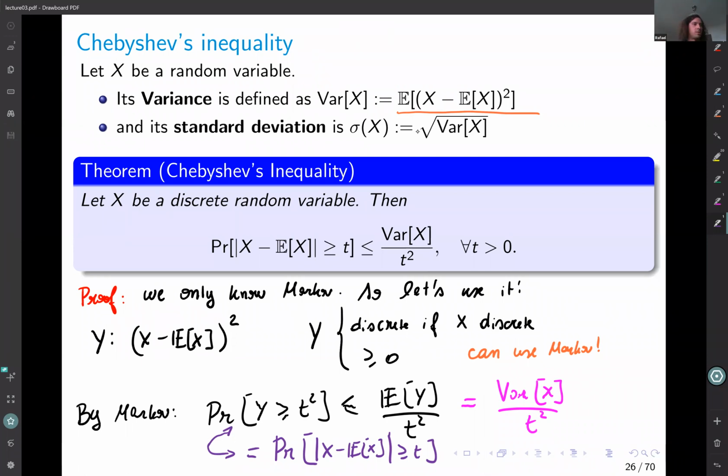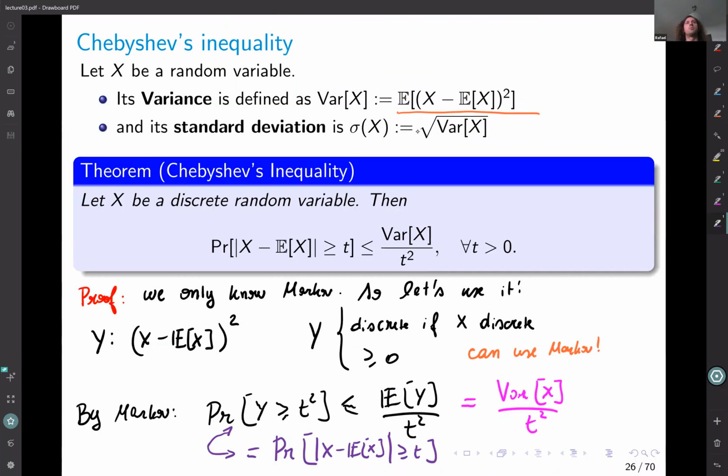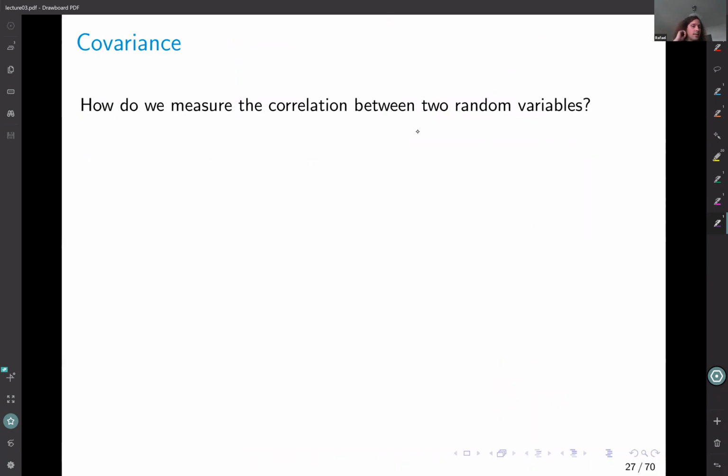So now we have proved Chebyshev, right? Any more questions about the proof? Okay. So now let's talk a little bit about more moments, and about covariance. How do we measure the correlation between two random variables? This will come up at some point in our homework and also in real life. We do have to measure correlation between random variables, right?